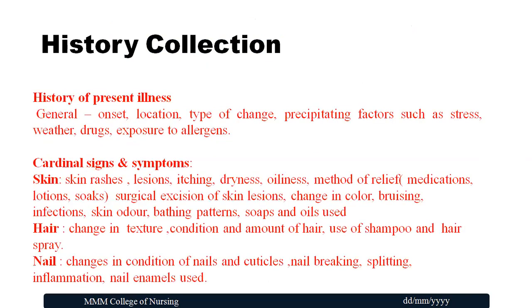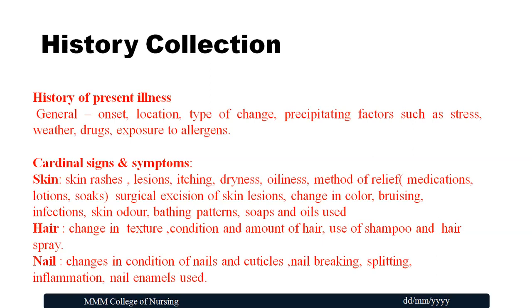So what is the history collection? Present illness. How do you ask for the present illness? We have to look for onset, location, type of change, precipitating factors such as stress, weather, drugs, exposure to any allergens. What are the cardinal signs and symptoms?